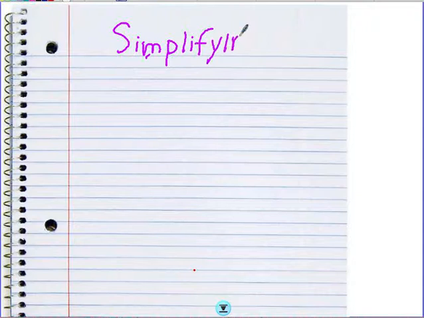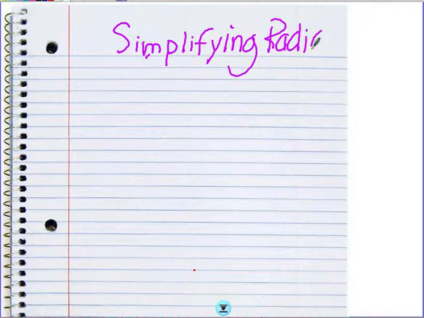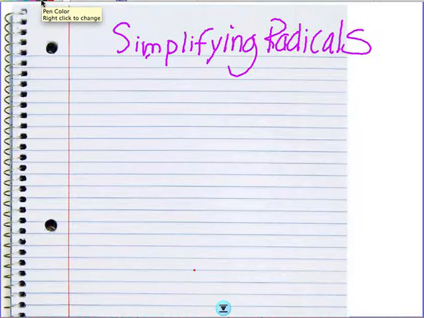Our next topic is called simplifying radicals. Okay, now to start, what we need is the collection of perfect squares.